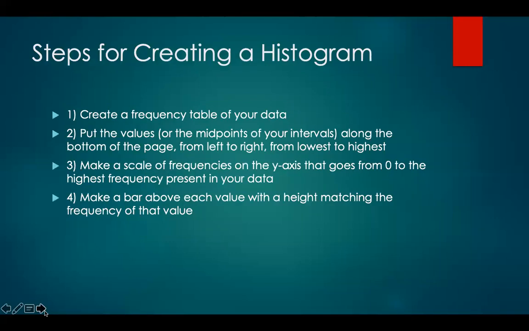So the steps for creating a histogram are as follows. Step 1 is to create a frequency table of your data. Step 2 is to put the values or the midpoints of your intervals along the bottom of the page or the x-axis from left to right, from lowest to highest. And 3 is to make a scale of frequencies on the y-axis that goes from 0 to the highest frequency present in your data. Finally, step 4 is to make a bar above each value with a height matching the frequency of that value from your frequency table.